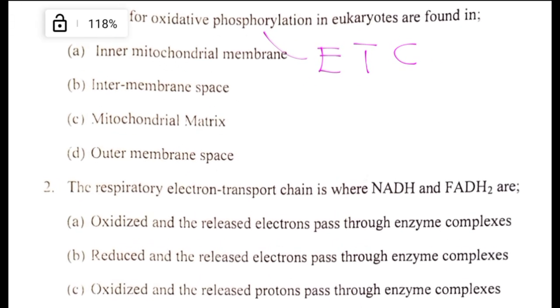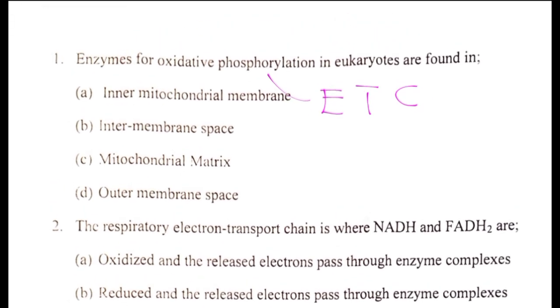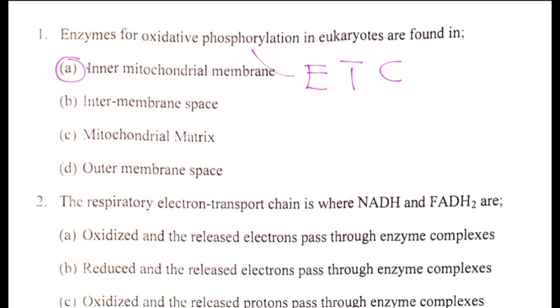So simply talking about electron transport chain, where do we find enzymes for electron transport chain? We know that these enzymes are found in the inner mitochondrial membrane. The mitochondria is the site for electron transport chain. And the mitochondria has got a double layered membrane, so it has got the inner membrane and the outer membrane. So we are going to find the enzymes in the inner mitochondrial membrane. That is our first question.